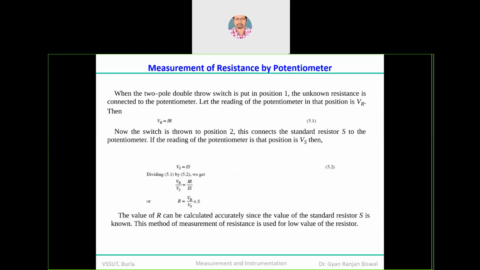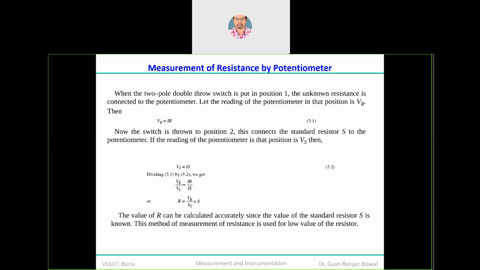So this is equation number one, and in equation number two you calculate the value of S, which is known to you. R is unknown, I is known, VS is known, VR is known. So take the ratio of 1 upon 2, and you will be able to calculate R is equal to VR by VS into S. That's how you calculate the unknown resistance very accurately, because the value of standard resistance S is already known to you.